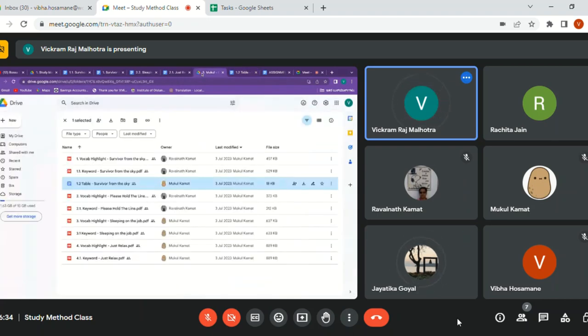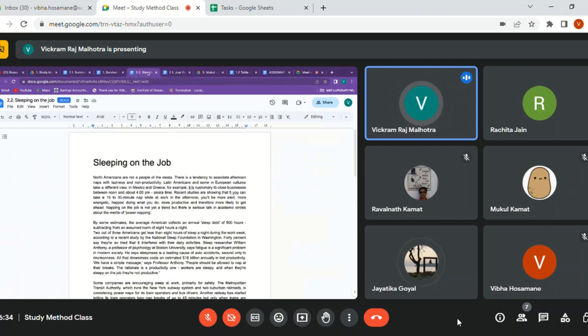Today, after we've done a round of catch up, we're going to do two articles. We're going to do Just Relax as well as Sleeping on the Job. We do the same exercise we did last time, which is highlighting the keywords, because this is a very important aspect of the training. If you get this correct, only then can we do the next stage, which is the text creation. How do we rewrite the text? That you will see later. But at this stage, I need you to perfect the highlighting task. All right.